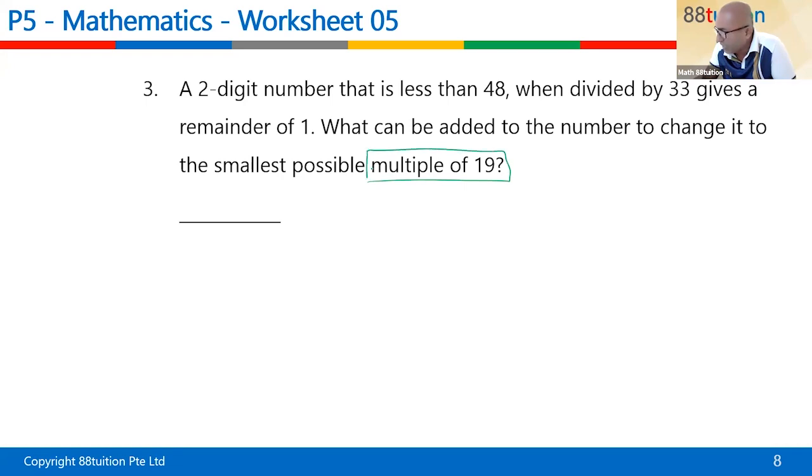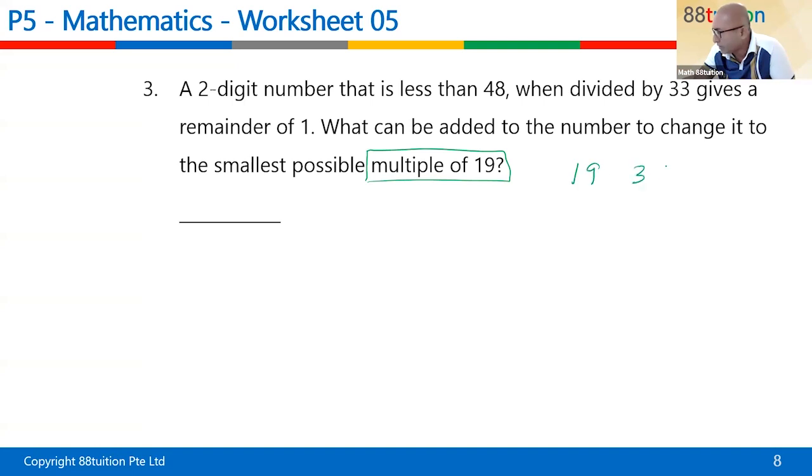Multiple of 19. You saw that? Yeah. So can you work out the multiple of 19 which is less than 48? So what are the multiples of 19? 19, yeah, 38. Well done.